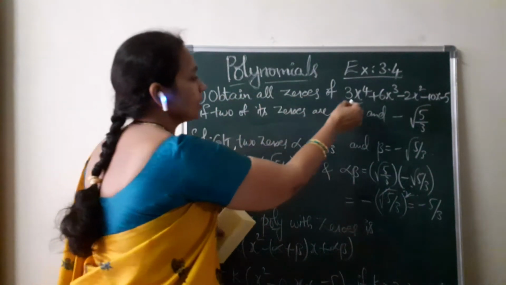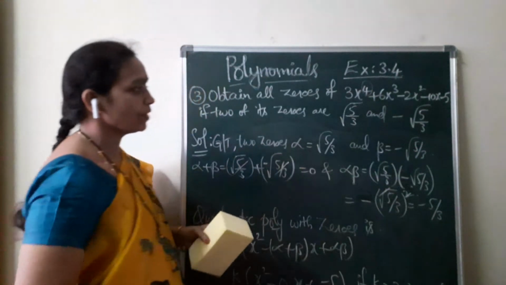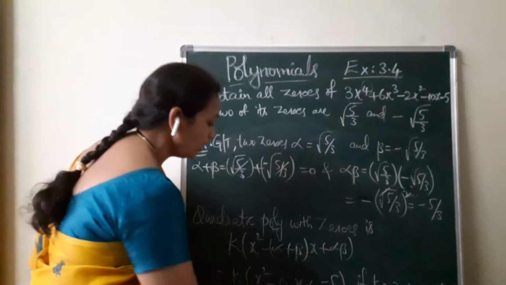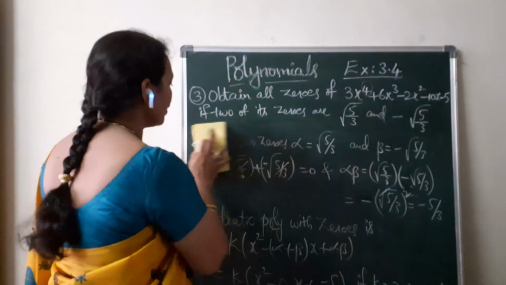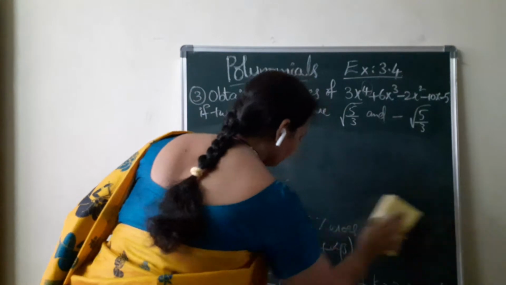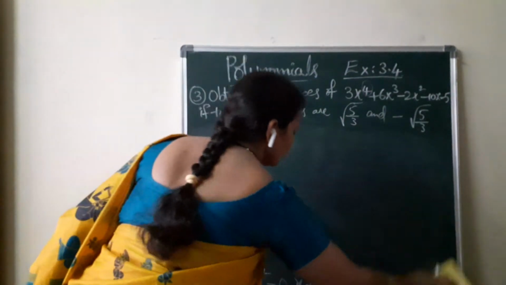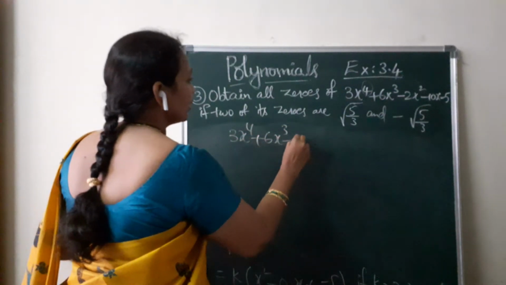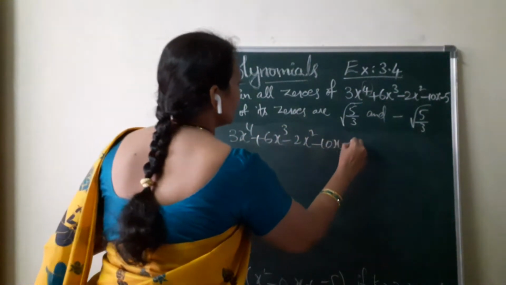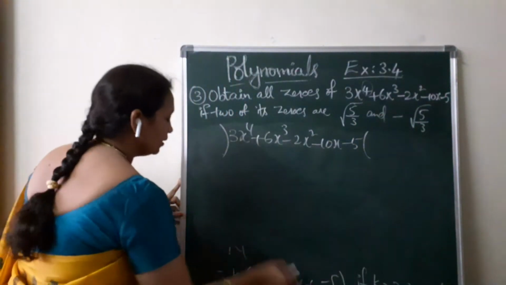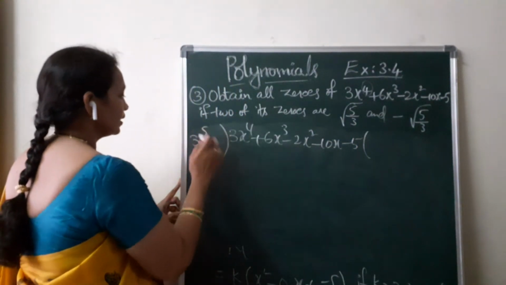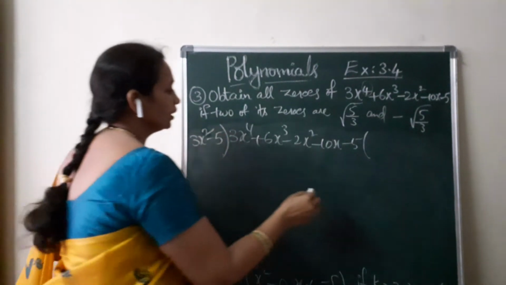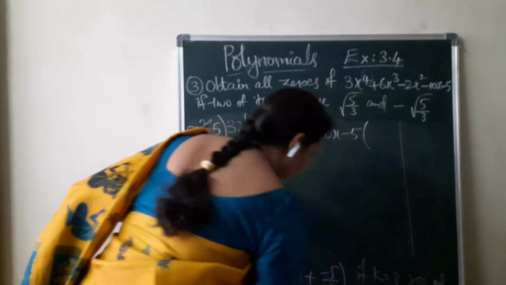First of all, how many zeros are there? This is a fourth degree polynomial, so 4 zeros will be there. How many zeros are already given? 2 zeros are given. 2 more zeros you will get by dividing this p of x by 3x square minus 5. So what is p of x? 3x to the power of 4 plus 6x cube minus 2x square minus 10x minus 5. You have to divide it by 3x square minus 5. Okay, you have to take a rough column.